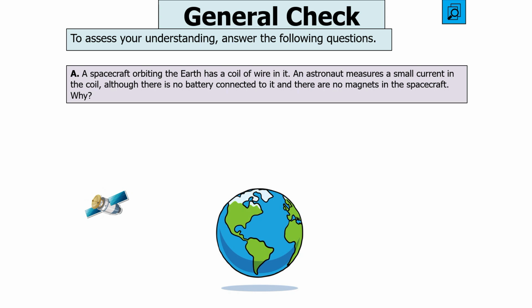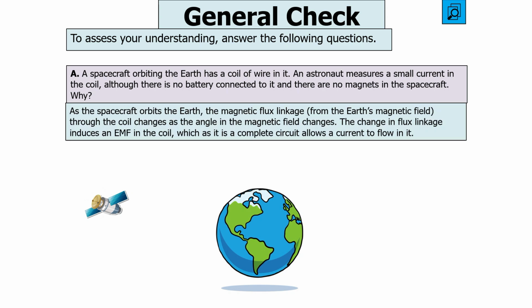A spacecraft orbiting the Earth has a coil of wire in it. An astronaut measures a small current in the coil, although there is no battery connected to it and there are no magnets in the spacecraft. Why is this? As the spacecraft orbits the Earth, the magnetic flux linkage from the Earth's magnetic field through the coil changes as the angle in the magnetic field changes. The change in flux linkage induces an EMF in the coil, which as it's a complete circuit allows a current to flow in it.